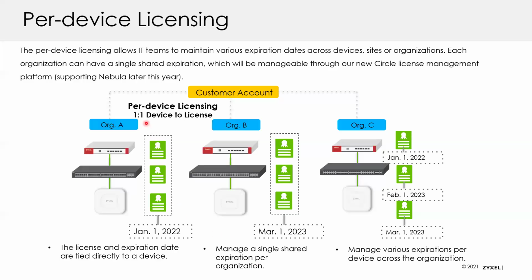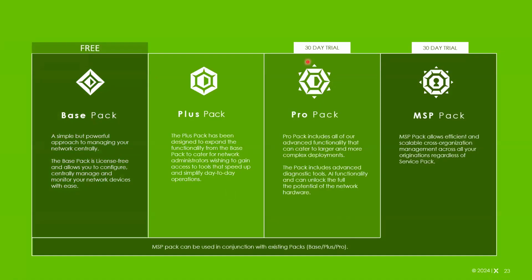The way it works in Nebula is you have what are called organizations. An organization is usually going to be one of your customers. So usually you will have each customer set up as their own organization. So in order to upgrade an organization to Plus or Pro Pack, each device in that organization needs to have a valid active Plus or Pro Pack license. So basically, you're converting the entire organization to Plus or Pro Pack, and the way you do that is by having a license at that level for each device in that organization.